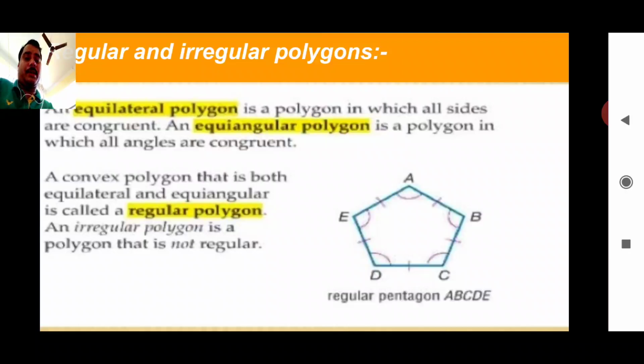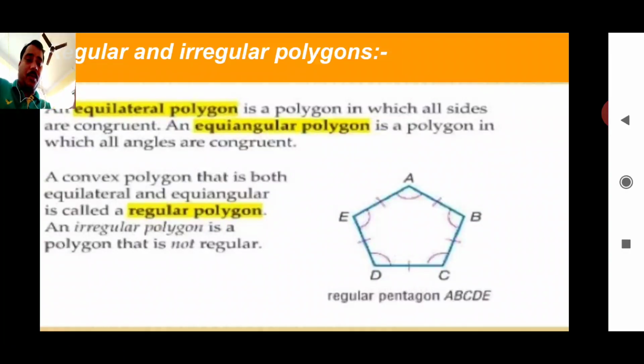Regular and irregular polygons. An equilateral polygon is a polygon in which all sides are congruent. Students, you have already studied about the equilateral triangle. Equilateral means equi means equal, lateral means side. If a polygon has all sides equal, then it is known as an equilateral polygon. And an equiangular polygon is a polygon in which all angles are congruent. Equi means equal and angular means angle. If all angles of a polygon are equal, then it is known as an equiangular polygon.